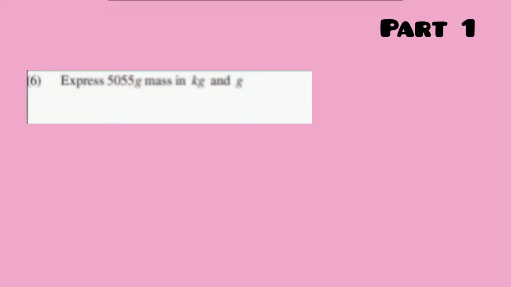Question number 6. Express 5055 gram mass in kilograms and grams. We can express this amount as 5000 grams plus 55 grams. 5000 grams can be represented as 5 kilograms. Then the answer will be 5 kilograms 55 grams.